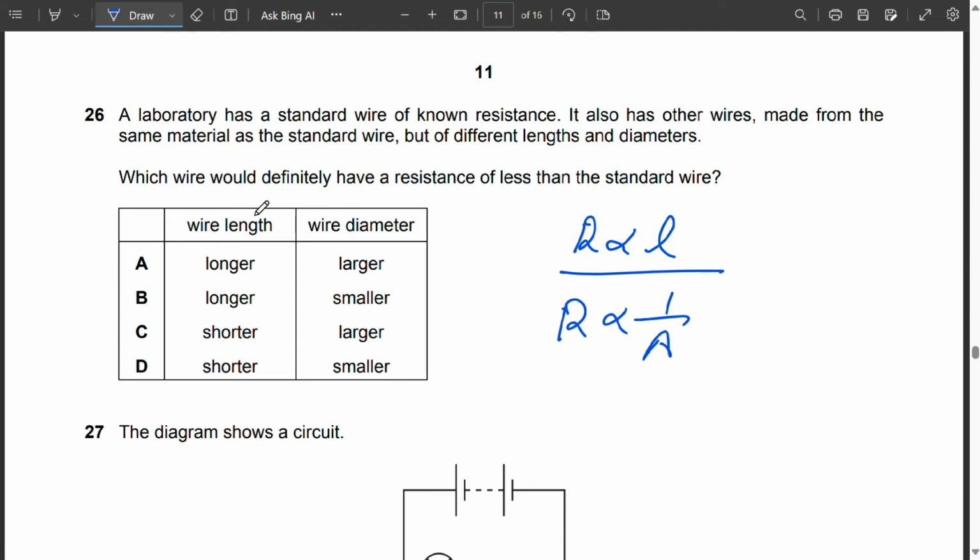Now they are saying which wire would definitely have a resistance less than the standard wire. You know length is directly proportional, so this should be short, because they are saying less resistance. So the wire length should be short, this one, and less resistance means the area of cross section should be larger, or the diameter, because the more the diameter, the more the area. So the area is more, the resistance will be less. So the diameter should be larger. 26th, C part is the correct answer.